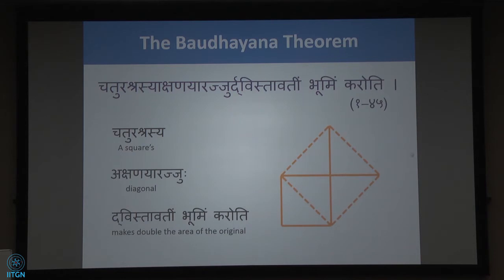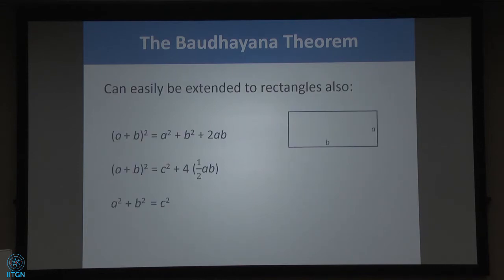Now, some people have said that, well, this is just a specific instance which only applies to a square, and nothing is said about a rectangle, which is what the Pythagorean theorem is about. But again, since only the minimum amount of information is typically conveyed in sutras, the reader is generally assumed to know enough about what he is learning, what he is reading, so that he can make the necessary connections.